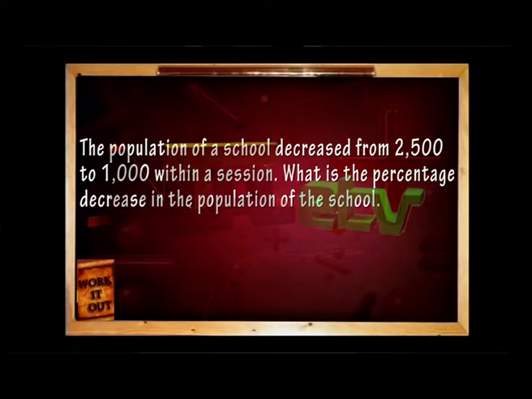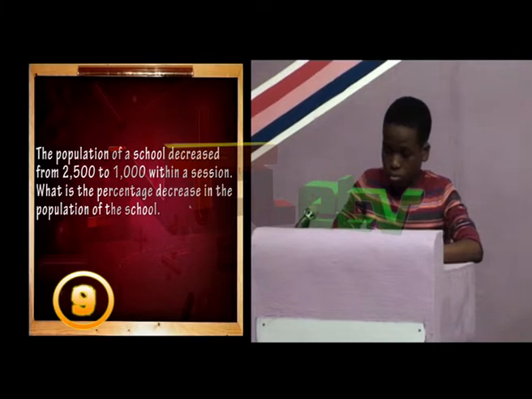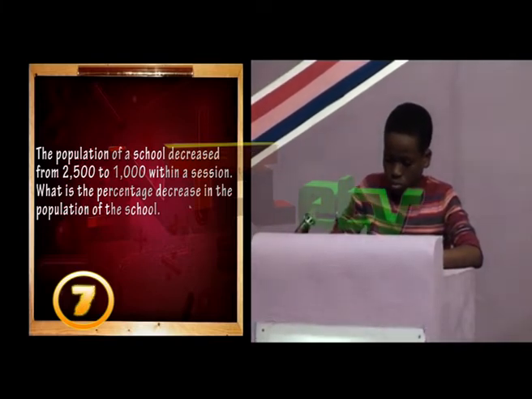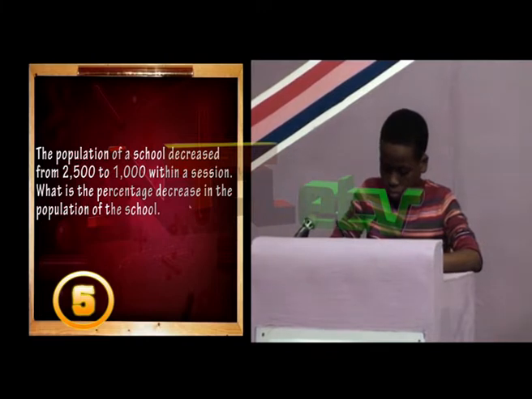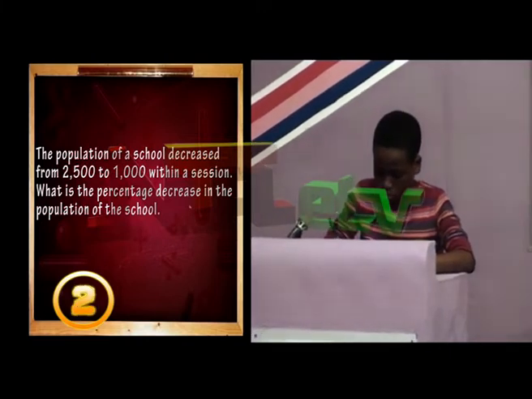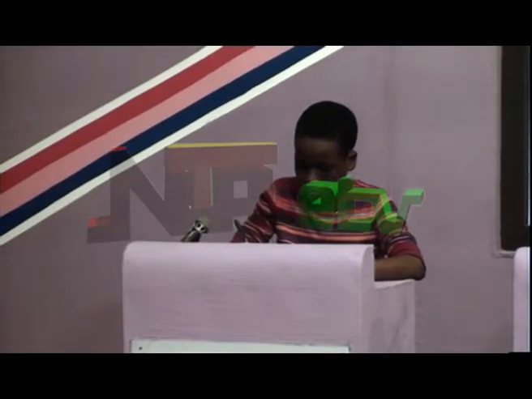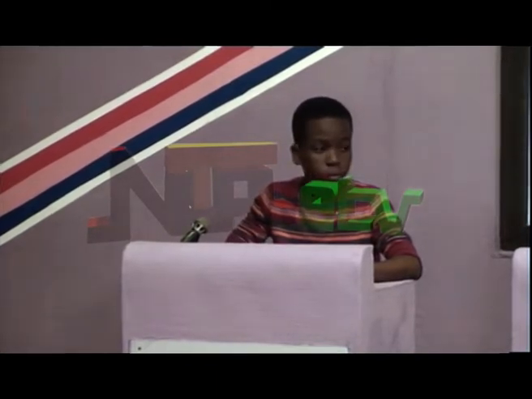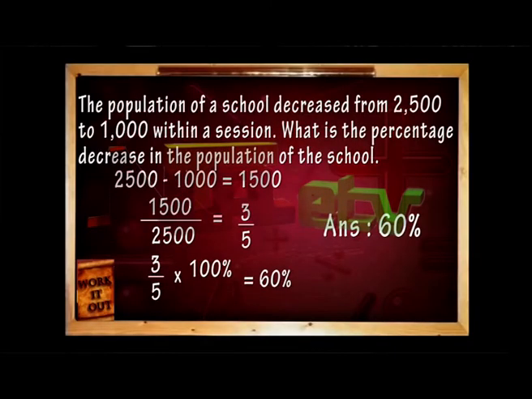Contestant A. Number 4. The population of a school decreased from 2,500 to 1,000 within a session. What is the percentage decrease in the population of the school? $7,500. That's not correct. Your time is up. Bonus? The answer is 60%.